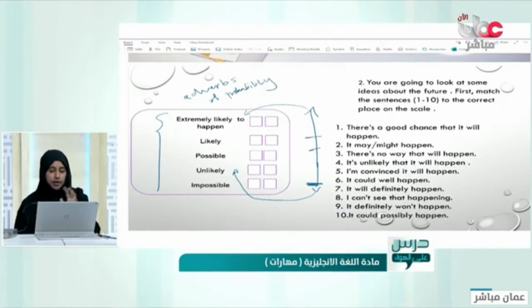Okay, so I want you to have a look at this one here. You are going to look at some ideas about the future. First, match the sentences from 1 to 10 to the correct place on the scale. So here we have the scale. This is what I said. Take 1 minute or 30 seconds to look quickly at these sentences and try to match them here. Okay, so what do you think? Extremely likely. What can we say about extremely likely to happen? What do you think here?